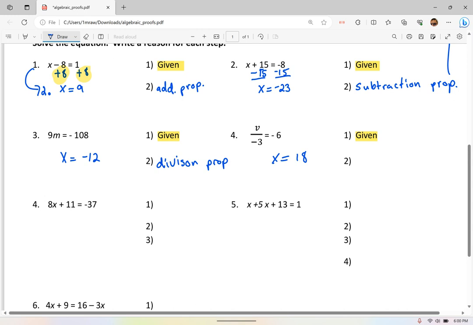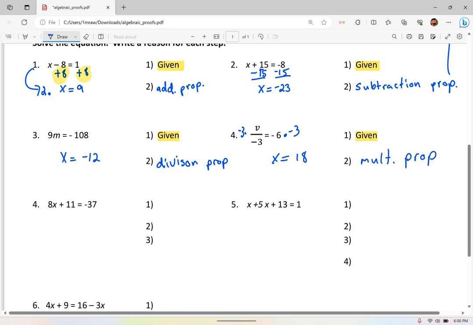Now, how did I get 18? Getting rid of this negative 3, which is the opposite of division, would be multiplication. And a negative times a negative is a positive. That's how I get x equals positive 18, and that would be by our multiplication property of equality.